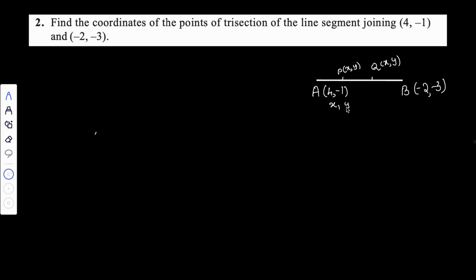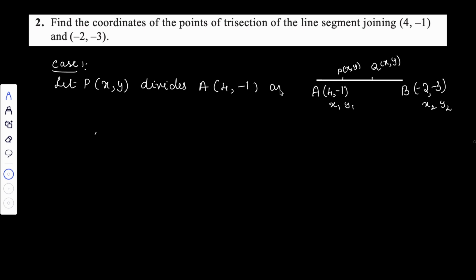This is x1, y1 and this is x2, y2. In this there are two parts. First we want to find out what is P(x, y). I'll take case 1. Let P(x, y) divide A(4, -1) and B(-2, -3) in the ratio: A to P is one part, the remaining is two parts, so it is 1:2.